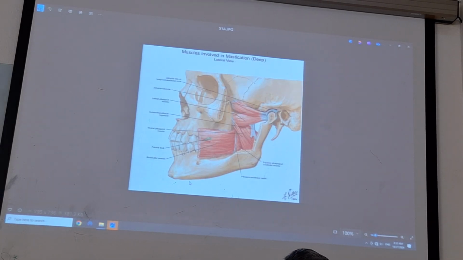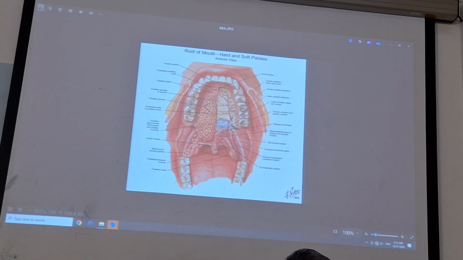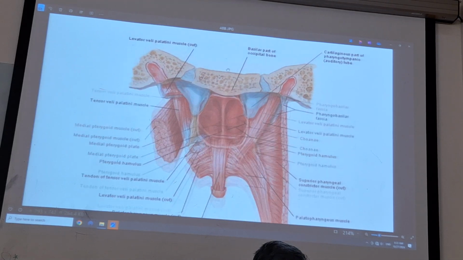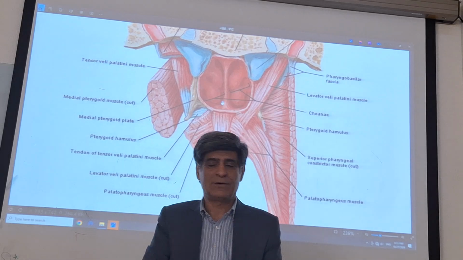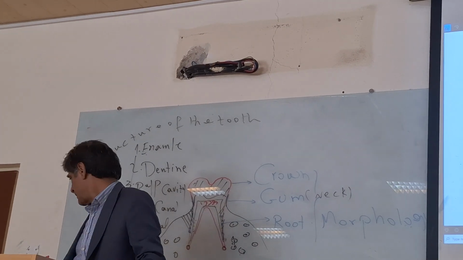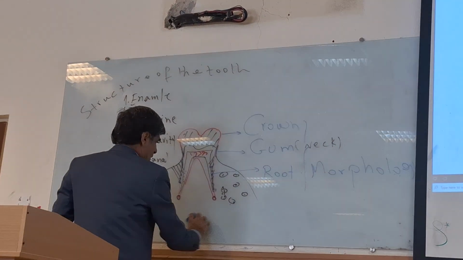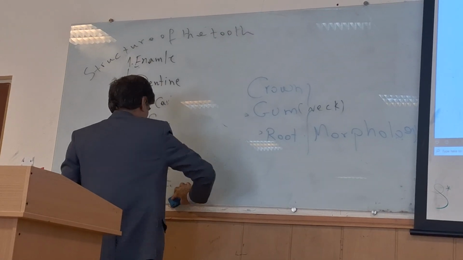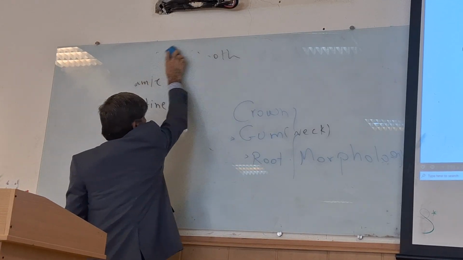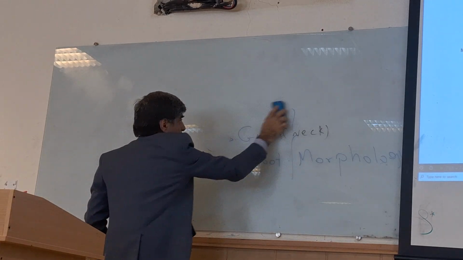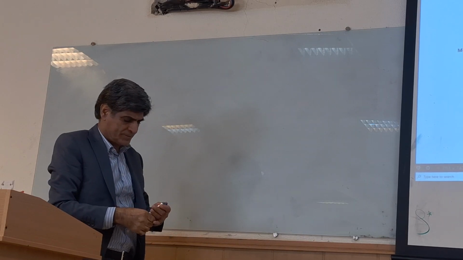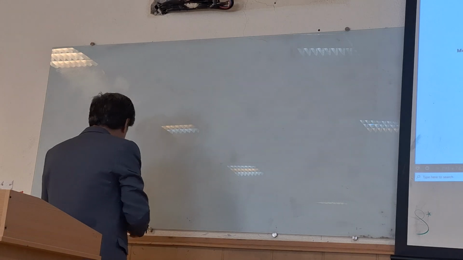And another part: the palate, hard palate and soft palate. The soft palate forms part of the roof of the mouth. Which muscles does the soft palate contain? Five muscles. Muscles of the soft palate.